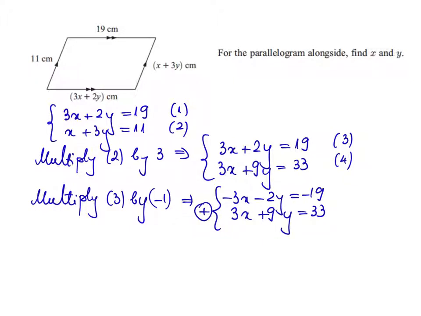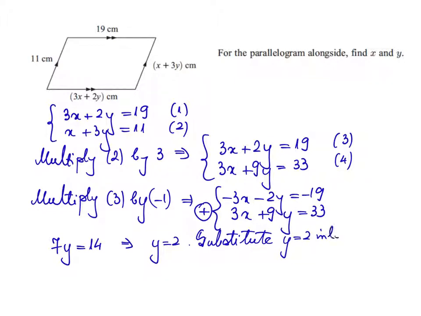Negative 3x add 3x will give me 0. So I'll be left with 7y equals 33 minus 19 will give me 14. Therefore, divided by 7, I get y equals 2. Now to find x, I will need to substitute or replace y equals 2 into, well, which one is simpler? I have equation 1, equation 2 connecting x and y, 3 and 4. I'll just take equation 1, but it doesn't really matter.